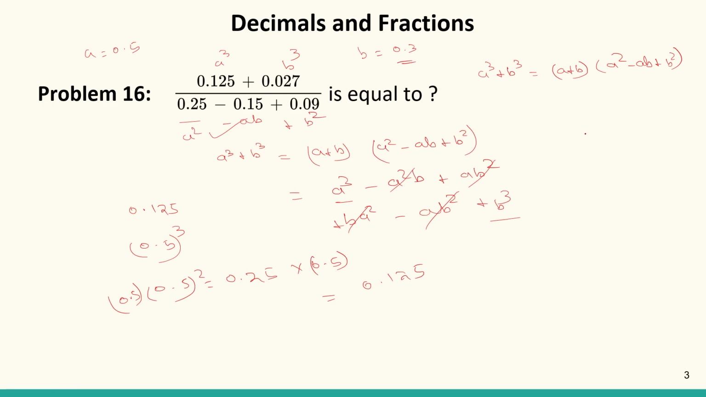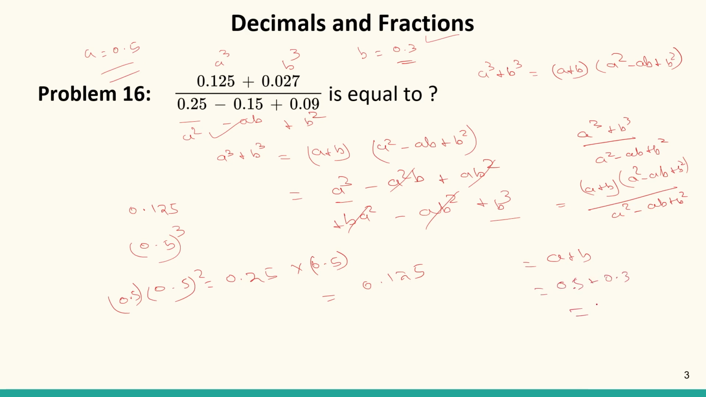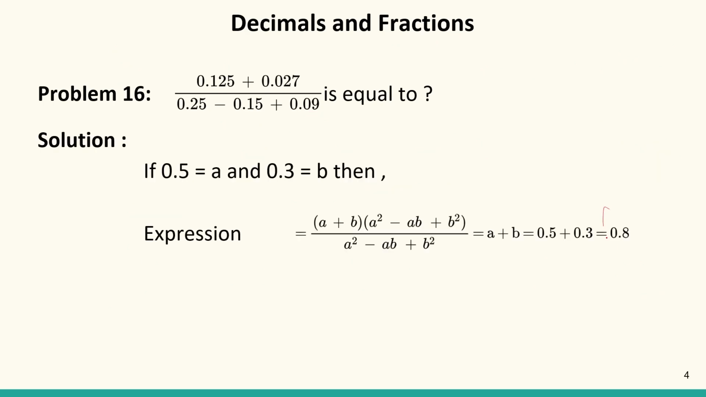So what we are given here is a cube plus b cube whole by a square minus ab plus b square. So we can write the numerator like this: (a plus b) into (a square minus ab plus b square), right? And divide by a square minus ab plus b square. So what we are left with is a plus b. Here a is 0.5, here b is 0.3. So this will be equal to 0.5 plus 0.3, that is actually equal to 0.8. So this will be the final answer.